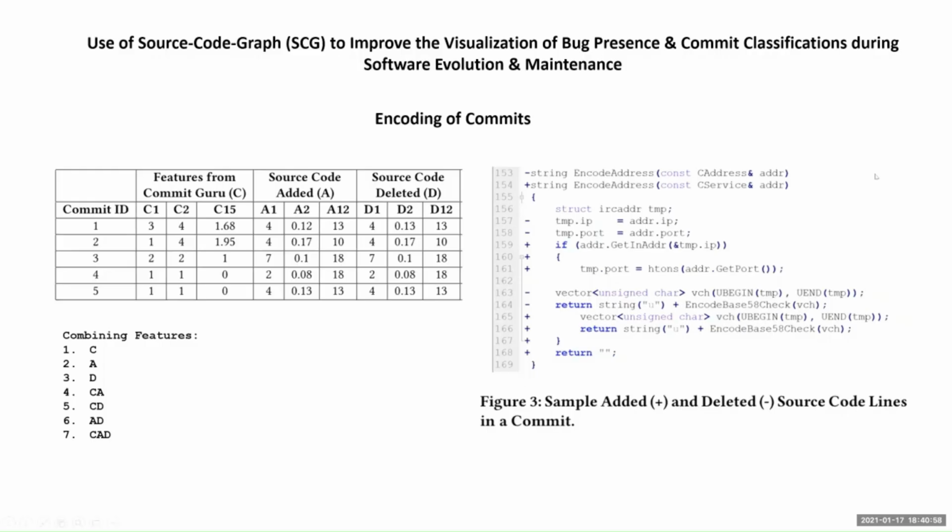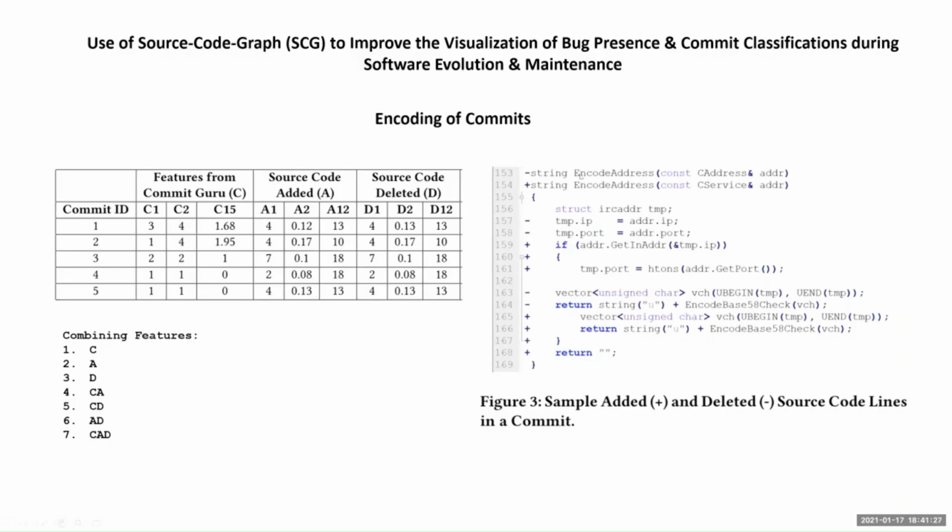An example is shown where a source code commit patch is given. The patch contains some lines with a plus sign, which are the added lines in that commit, and some lines with a minus sign, which are the deleted lines in the commit. Some lines are kept without any signs. These are for preserving the context of those lines.